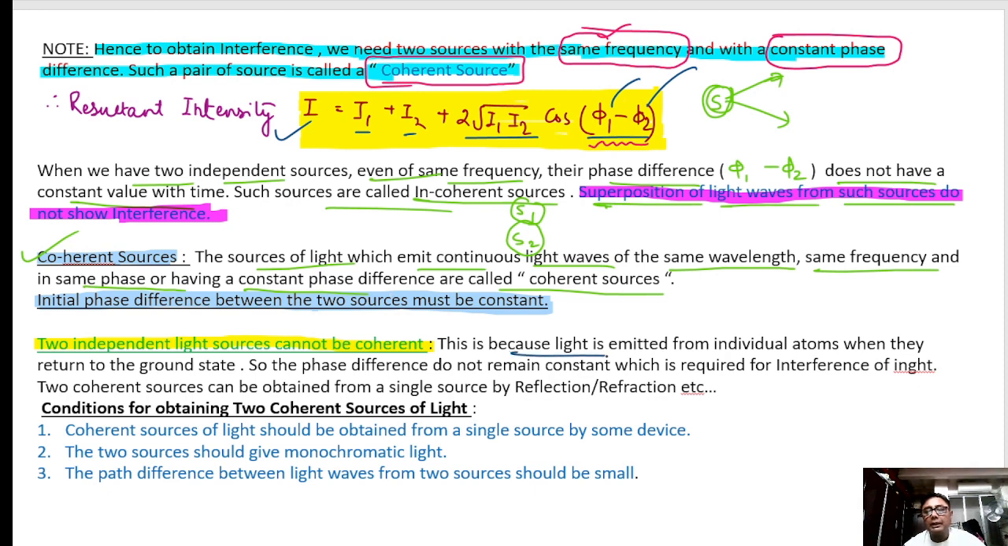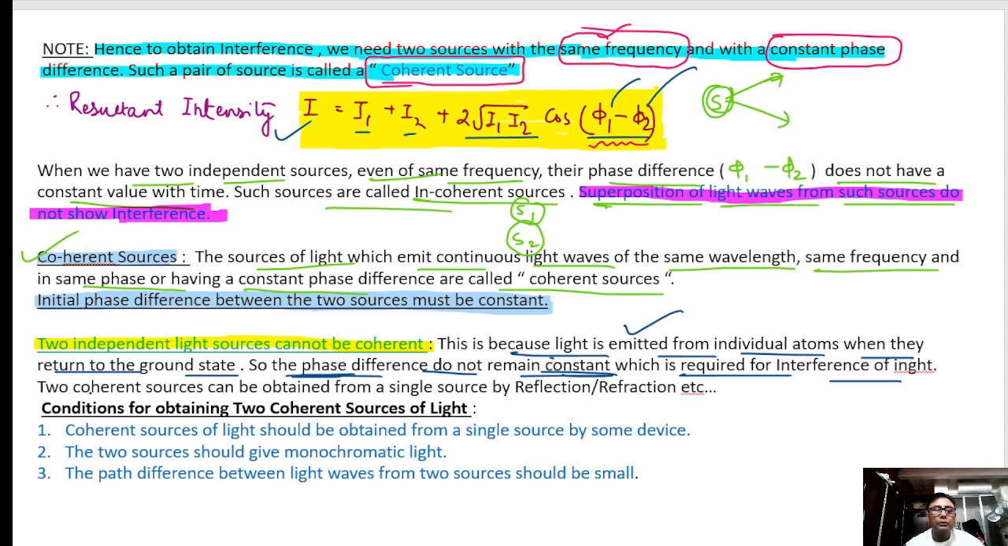This is because light is emitted from individual atoms when they return to the ground state, so the phase difference does not remain constant, which is required for interference. So for interference, what do we need? Constant phase difference, which is not possible if you take two different light waves, because they will never remain in the same phase.